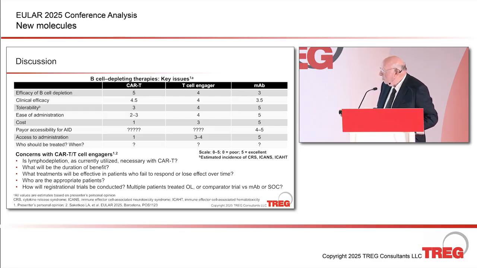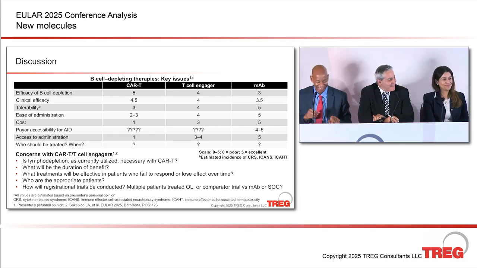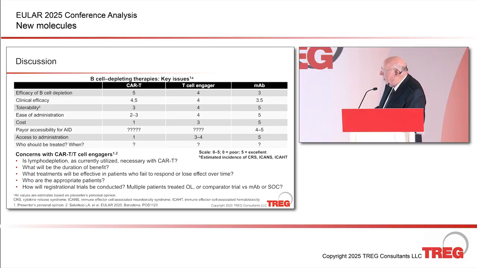And the other question, which came up already, is access. Can you get a hospital, if you can do CAR-T, where you can actually get the patient in and a hematologist? And then the other question is, who should be treated when? So we have here the concerns that we talked about, and you can look at that. But I want to ask the panel. I'm going to start with Diane.